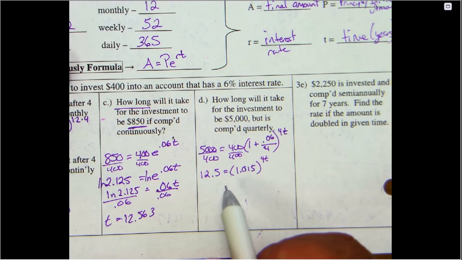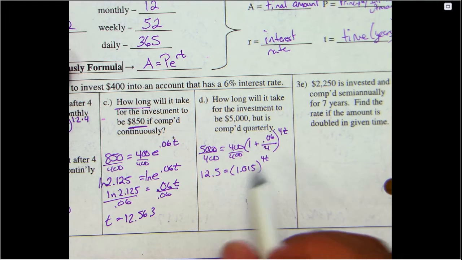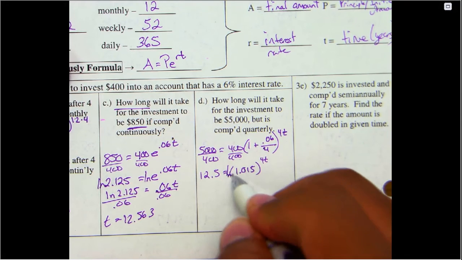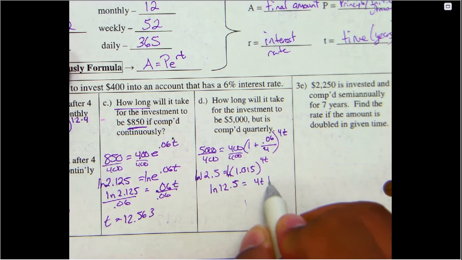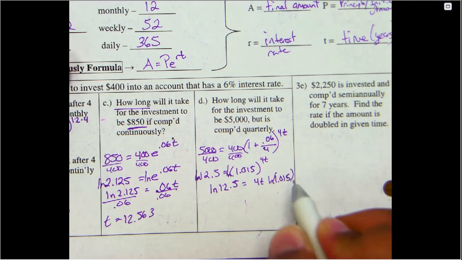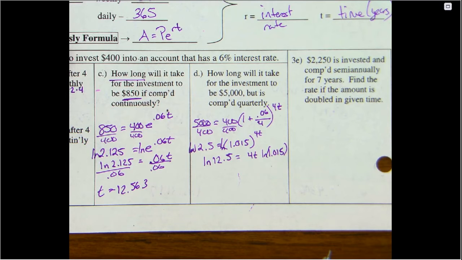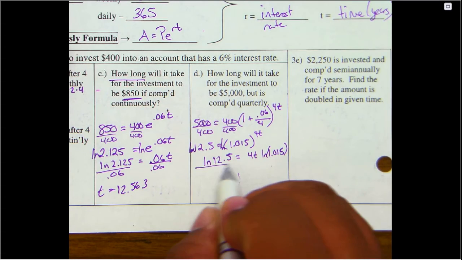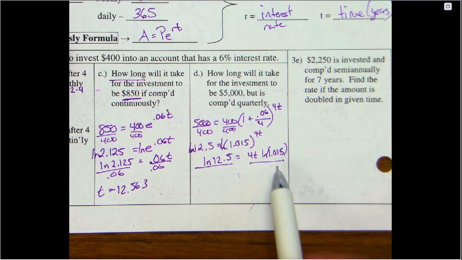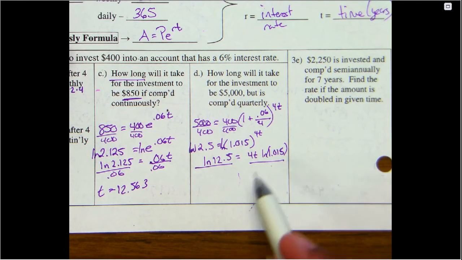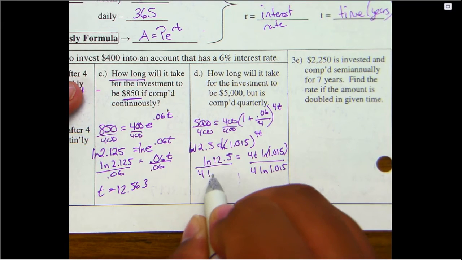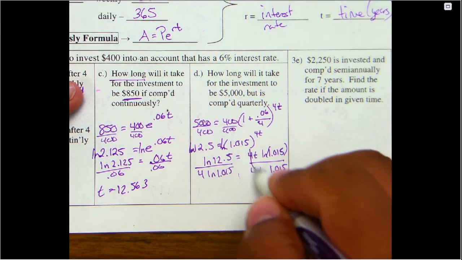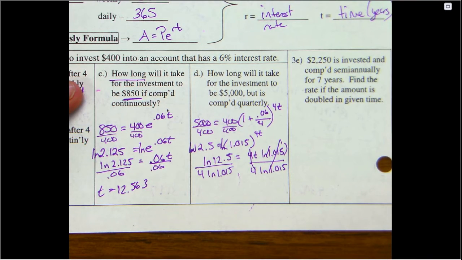So now we need to do what? We need the exponent down, ln. So ln of 12.5 equals 4t, ln of 1.015. So I'm going to divide. What would you do here? Divide by what? Some people say 4, some people say ln. Do both at the same time, and they both just cancel out. It's perfectly okay.